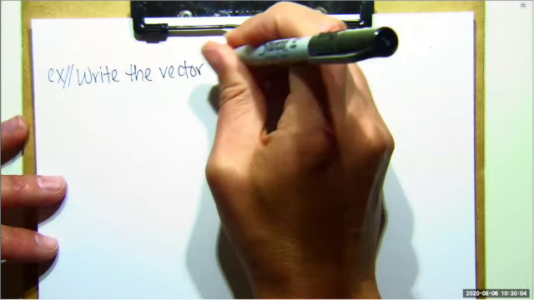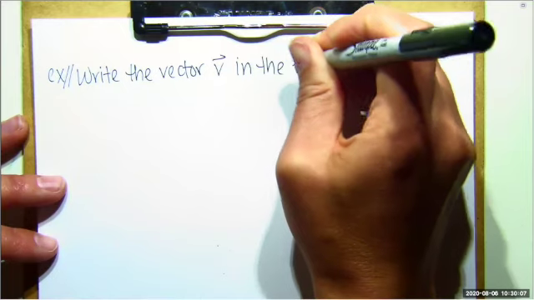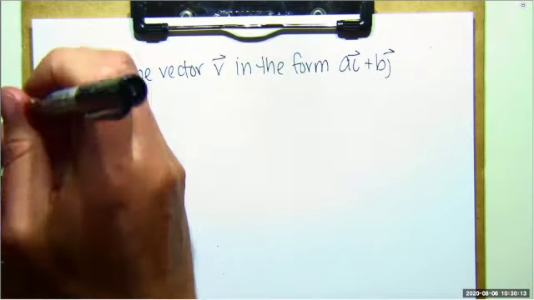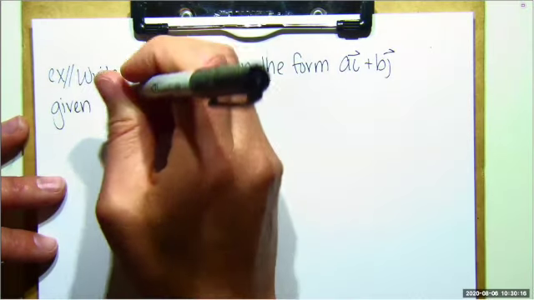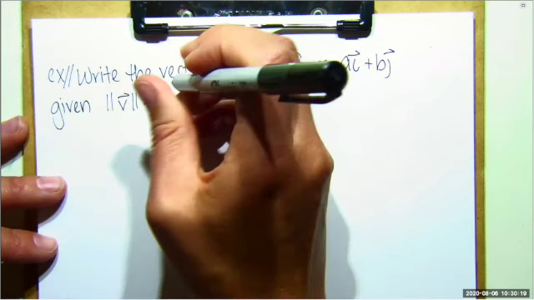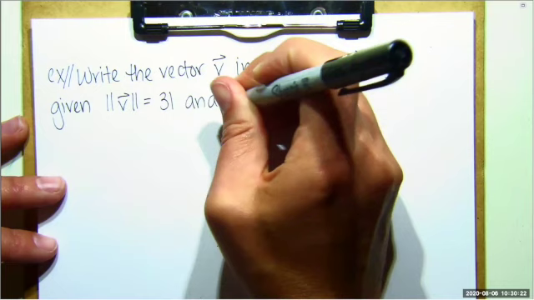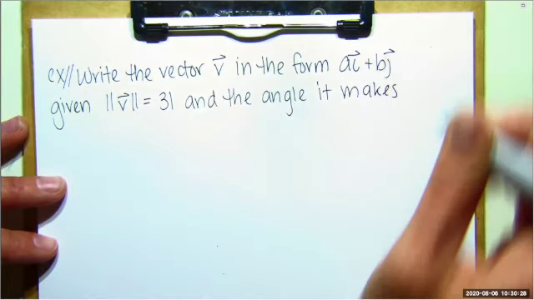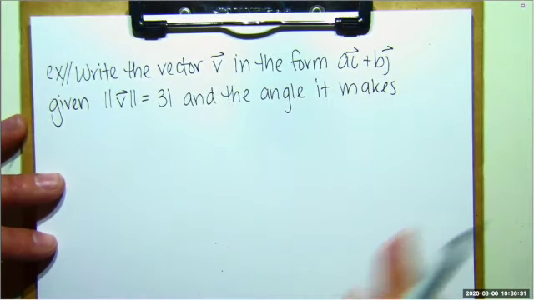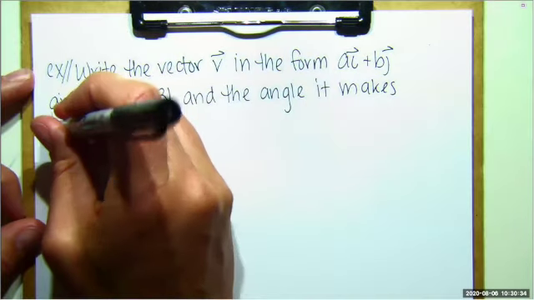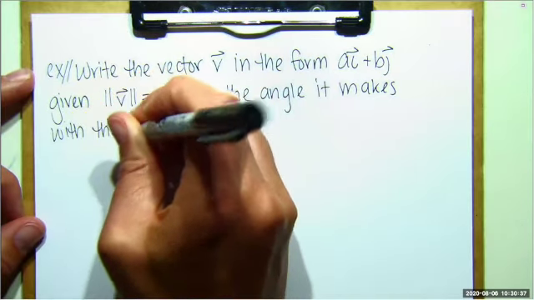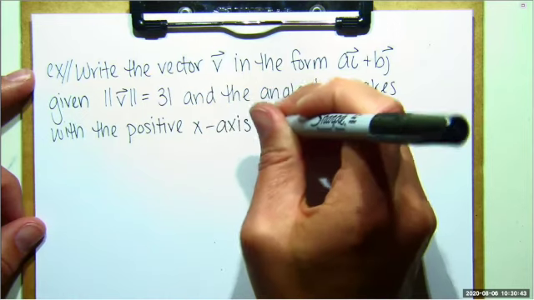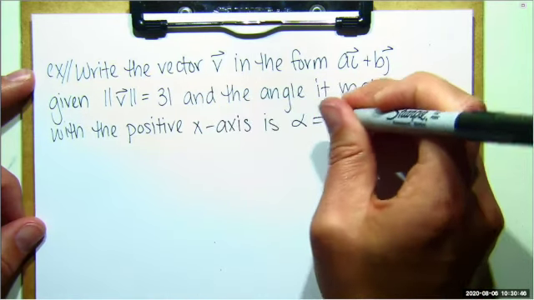Write the vector v in the form ai plus bj, given that the magnitude of v is 31 and the angle it makes with the positive x-axis is 210 degrees.